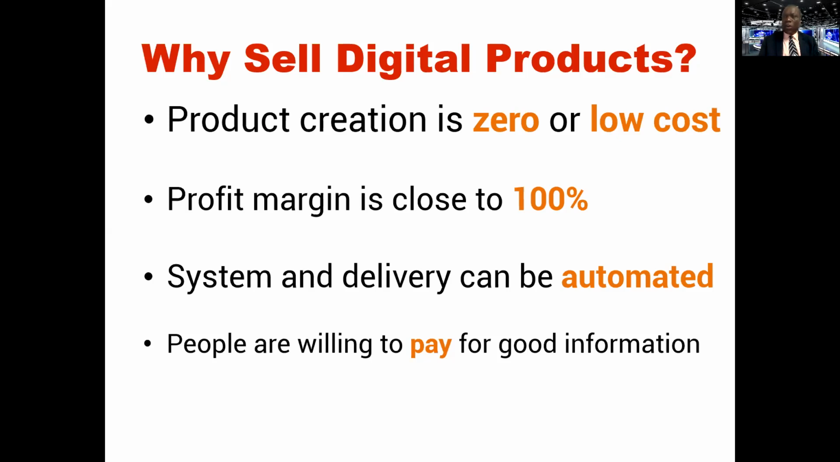Product creation is 0 or low cost most times when you are dealing with info products. Profit margin is close to 100% because you don't have anything to print, you don't have any production cost. Apart from that, your initial cost of getting it ready, if you even do it yourself, will cost you 0 money, or cost you a little money getting other people to do it for you. Another reason why I sell digital products and why you should think of selling it is that the system for delivery can be automated.